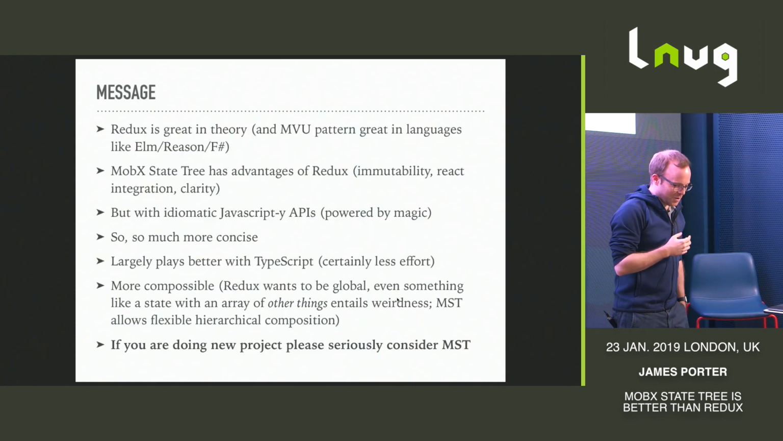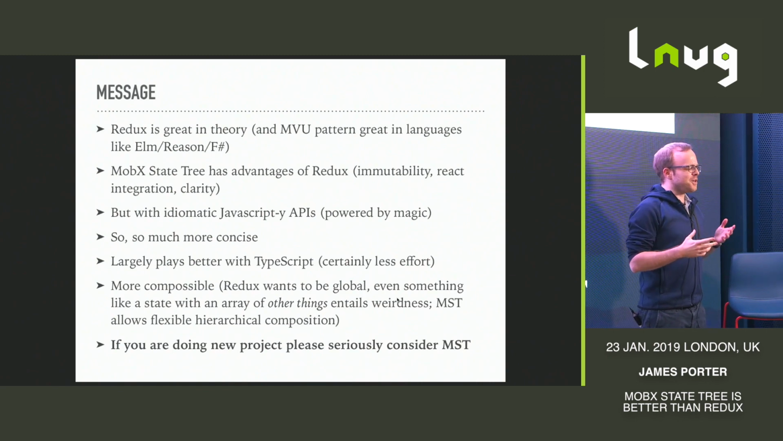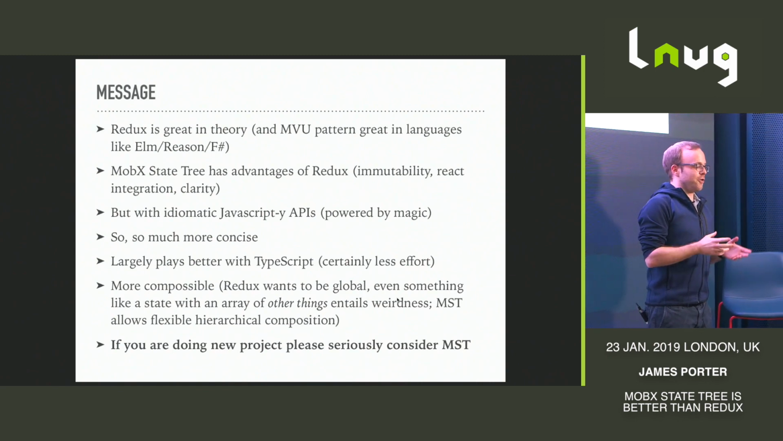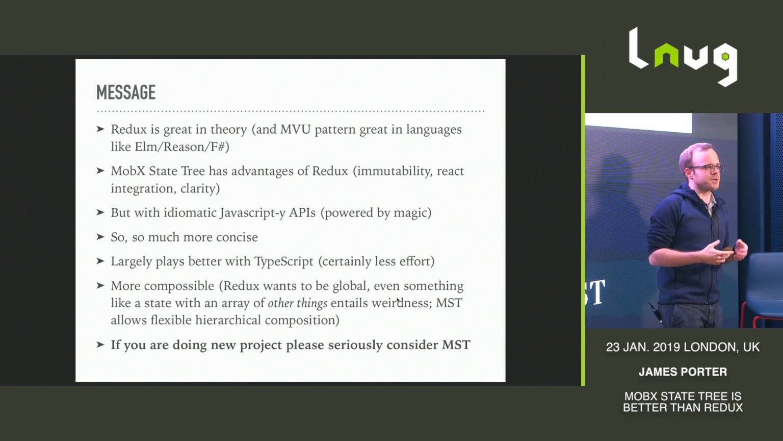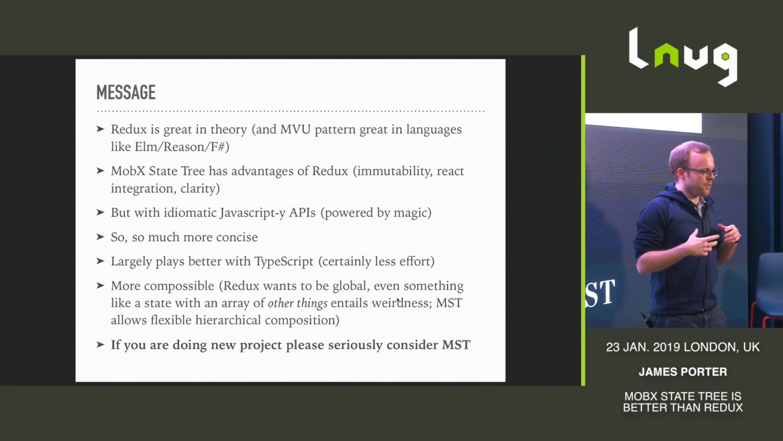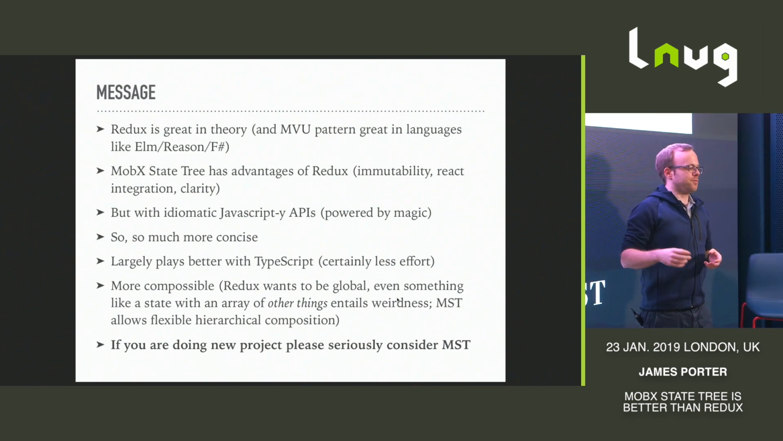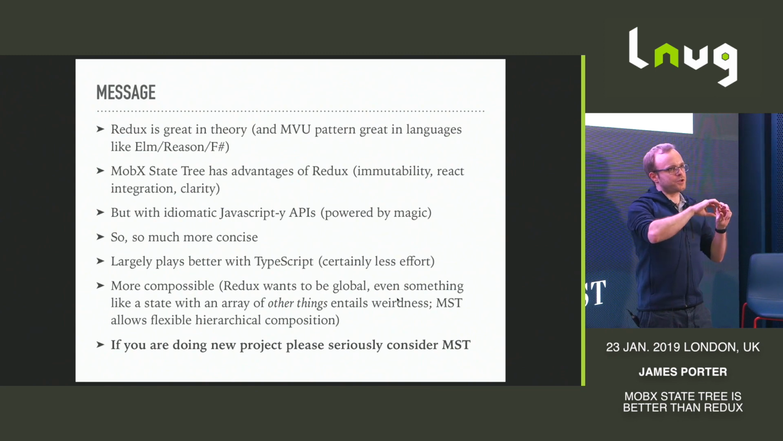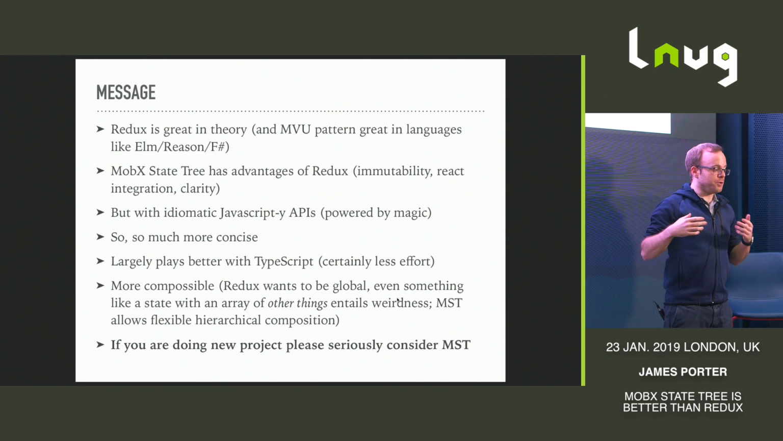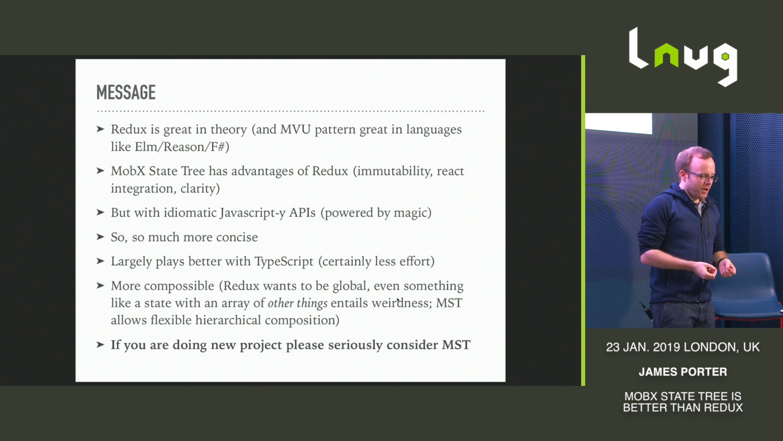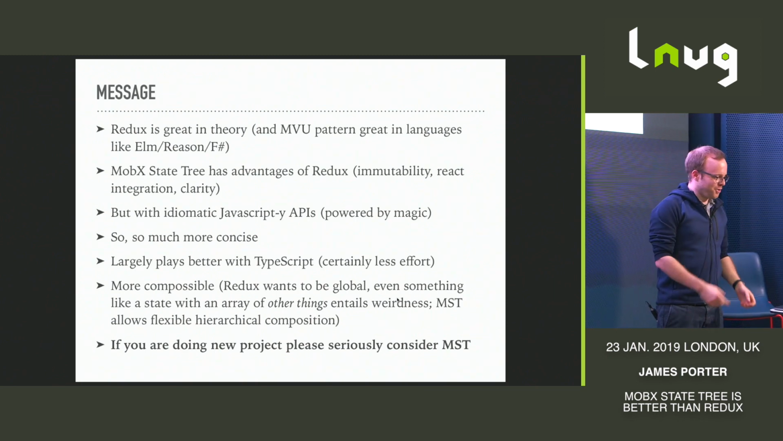Cool. So the message of this talk is that Redux is pretty good. It's particularly good in theory, and I think it's really awesome in languages and environments which really support it. Things like Elm, Reason, F#, they work really nicely with that model view update pattern, where you have a model, you have a function which maps that to a view, and you have some way of doing updates in an immutable way. However, in JavaScript, it has some downsides, which I will get onto.